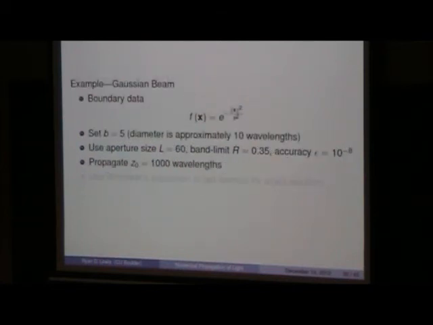So an example of this is to propagate a Gaussian beam. So you start with a Gaussian beam whose diameter is approximately 10 wavelengths. You pick some parameters that are appropriate for that choice of boundary data, and you ask for 8 digits of accuracy. We want to propagate this 1,000 wavelengths. And to compare our answer with the true solution, we use Whittaker's expansion to get a formula for the exact solution.